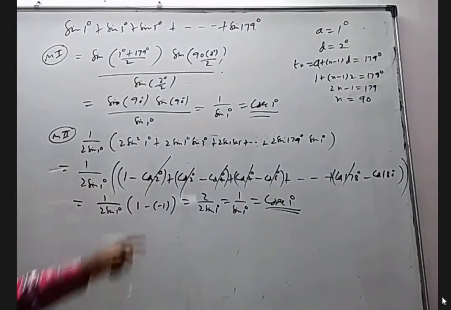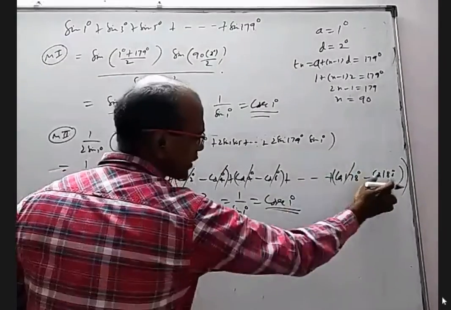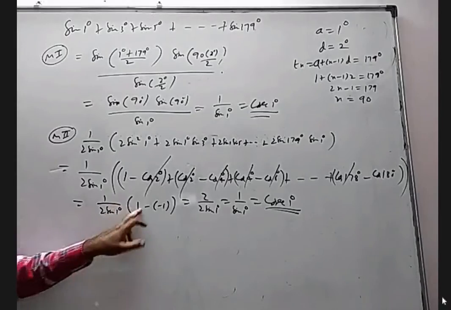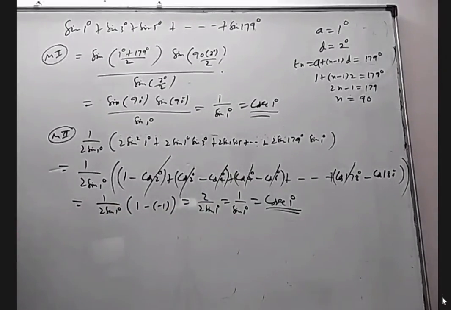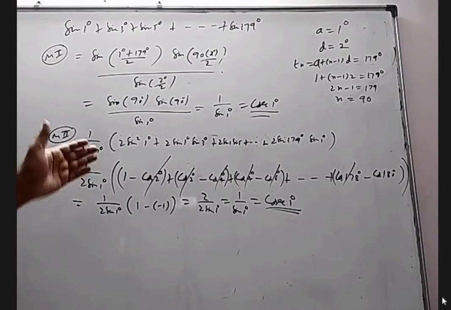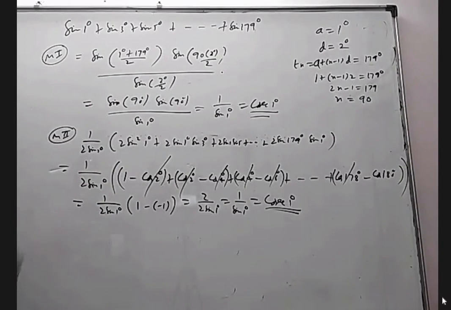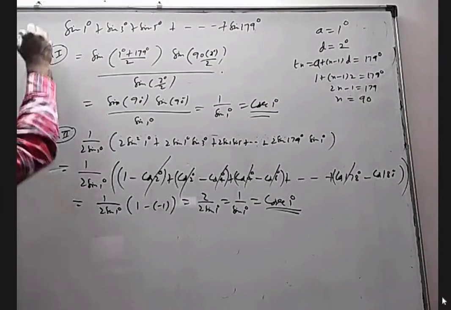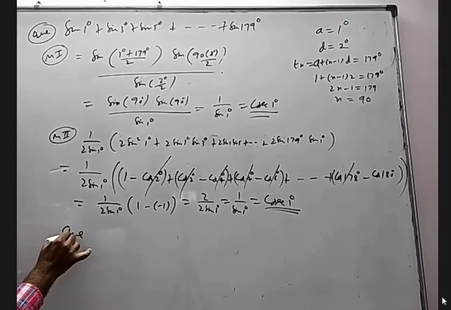So you can see, except the first and last, everything got cancelled. And cos 180 degrees is minus 1. 1 minus minus 1 is 2. You will get this. So you can follow the process through which we derived the formula, that is, multiplying with 2 sin d by 2 and dividing with 2 sin d by 2. Or remove the formula and do it. Either way is okay. So this is one question based on whatever we've done.